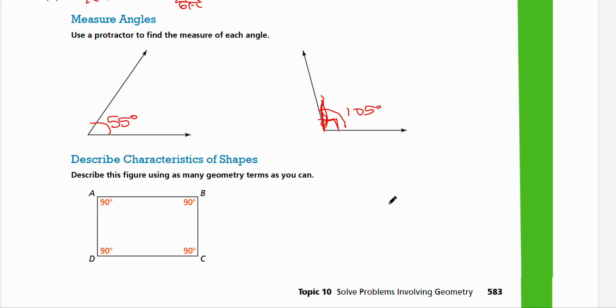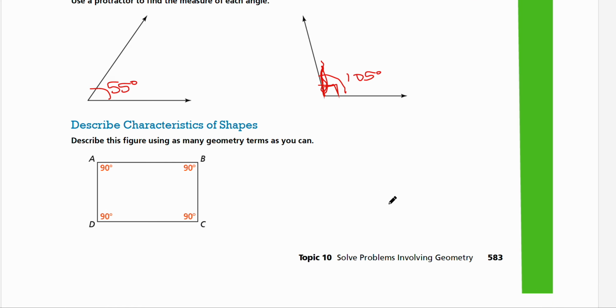Let's look at number 9. Describe this figure using as many geometry terms as you can. Okay, so what is this shape? You know that all angles are the same, so it must be a rectangle, right? You know it's a rectangle. Is it a square? You don't know because you don't know if the lengths are all the same. We just don't have enough information, so we can't say it's a square.